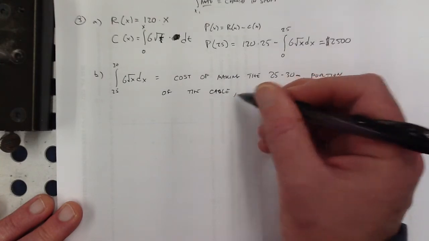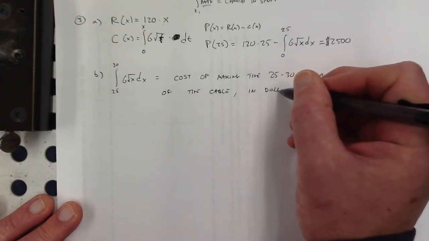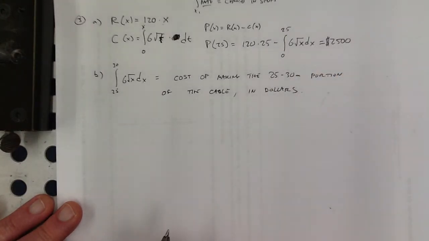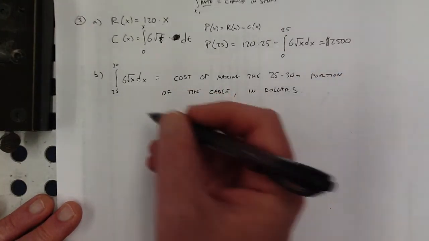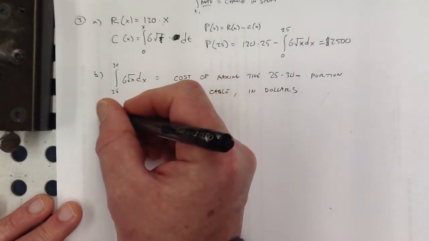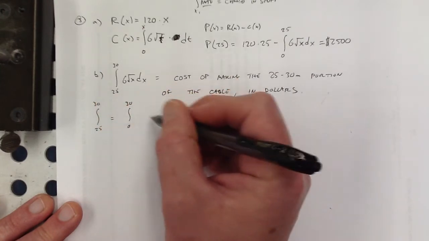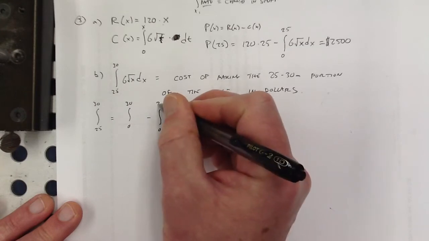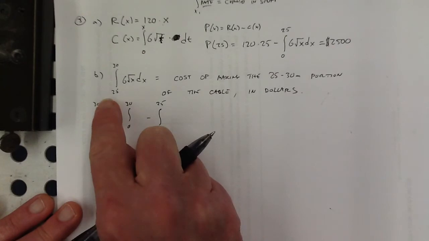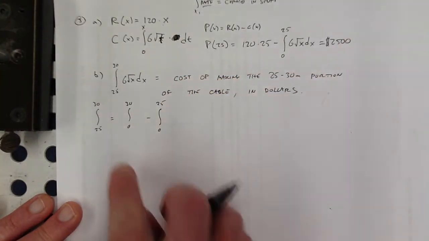That they said use units. That would be in dollars. The other way you could explain it is, since this integral from 25 to 30 is equal to the integral from 0 to 30 minus the integral from 0 to 25, right? Just by basic sort of geometry of that. If you want the area from 25 to 30, you take the whole area from 0 to 30 and then subtract off 0 to 25.